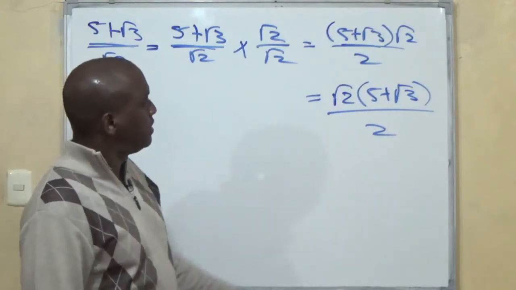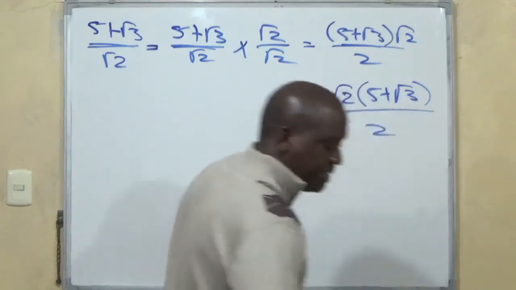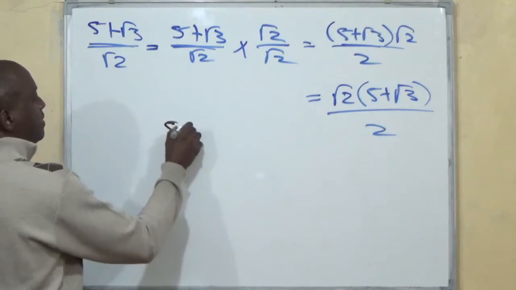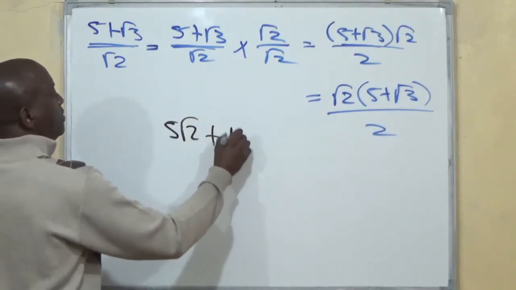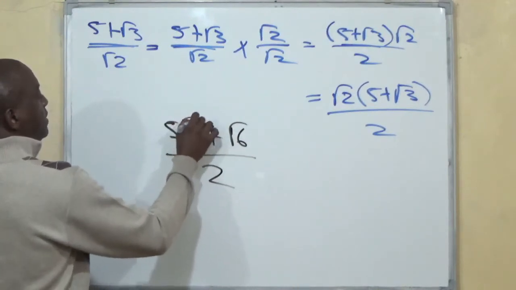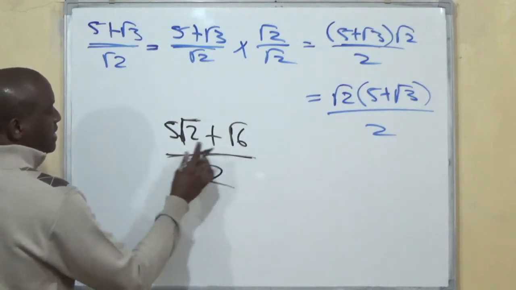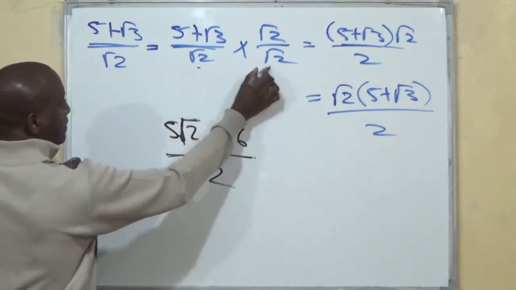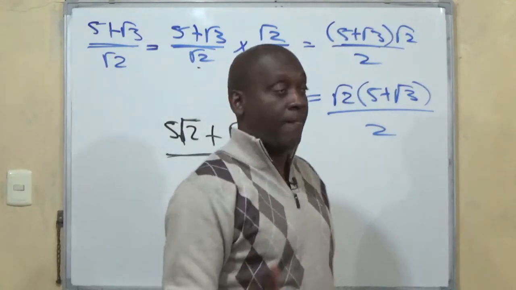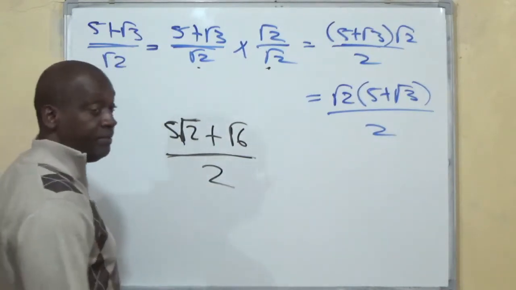If you write 5 root 2 plus root 6, you ain't really gain anything there. But I'll put it just for the sake. Right? So if you expand this out, you will get 5 root 2 plus root 6 all over 2. Right? So again, the whole idea is to rationalize the denominator by multiplying by its surd factor, and you get an answer with a rational denominator.